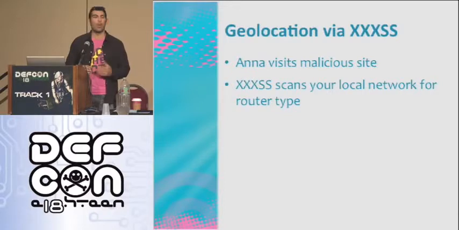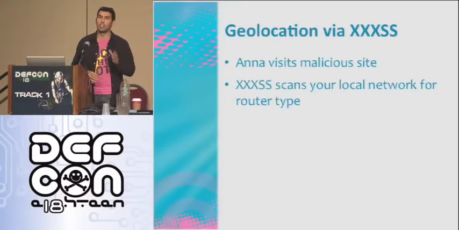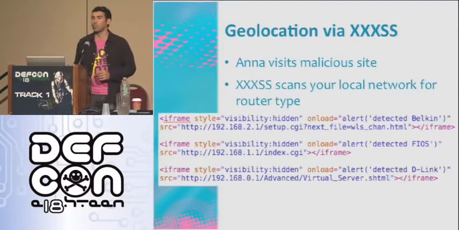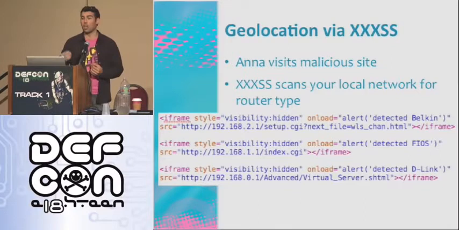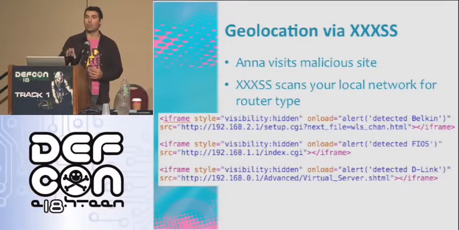local network to figure out what kind of router she's running. This is very simple. Here's one example. There's a million ways to do it. Basically, I have iframes on a bunch of different URLs that are known router locations on your local network. I can't access that. But because her browser is on my site, it's now her network that's accessing it.